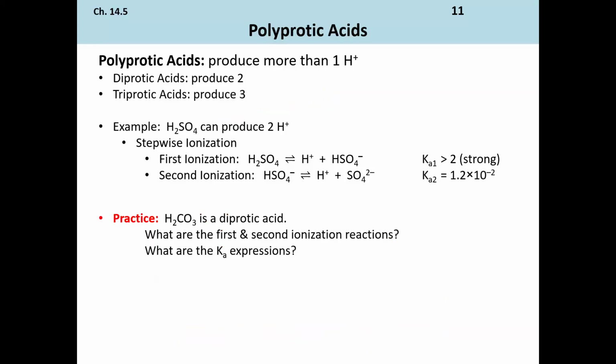All right, so let's say we have this H2CO3, that's carbonic acid, okay? I want you both, or you, to write down the first and second ionization reactions for it, and then what are the Ka expressions for those?